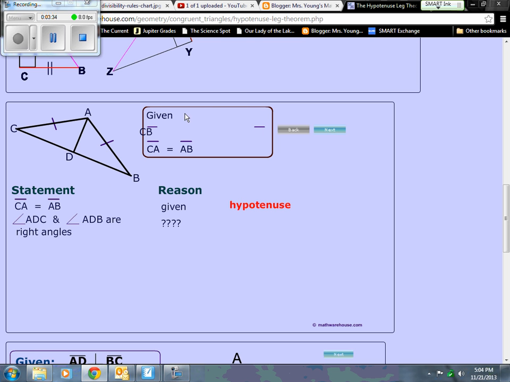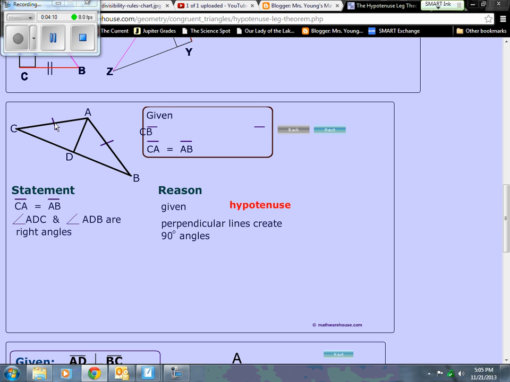I believe the second given up here that is being corrupted by the website for whatever reason states that CB is perpendicular to AD. Okay, and with that, we can find that perpendicular lines create 90-degree angles. You could also just say that perpendicular lines create right angles, or you could say definition of perpendicular lines, however you want to state it. Okay? So with that, we have that these are right triangles.